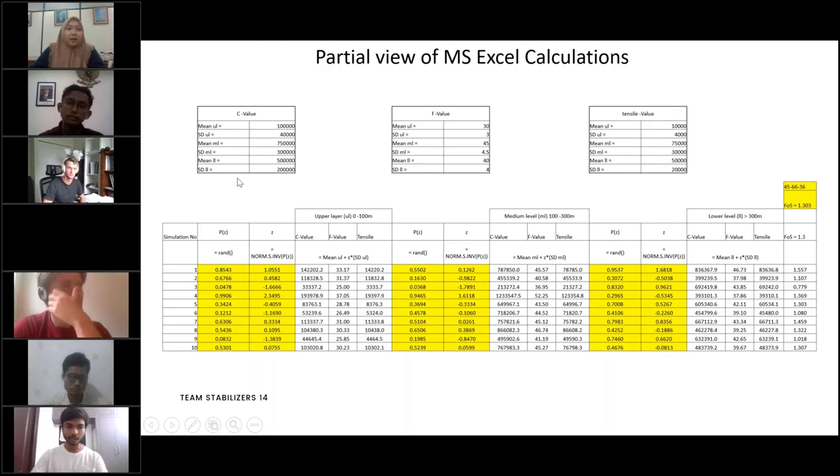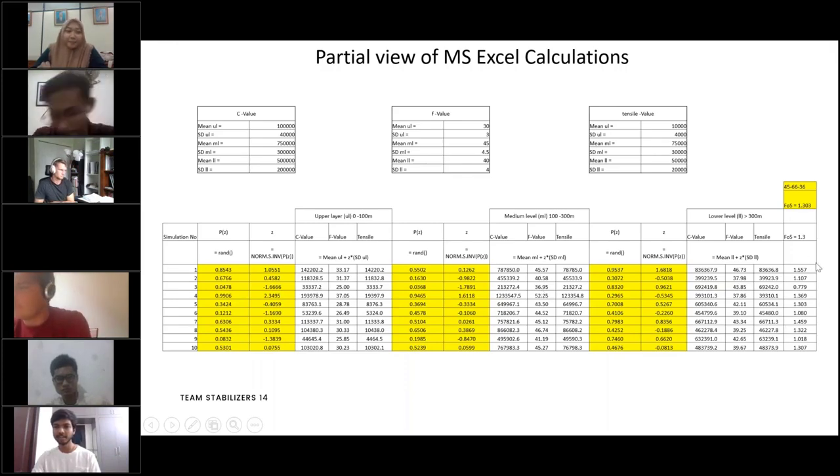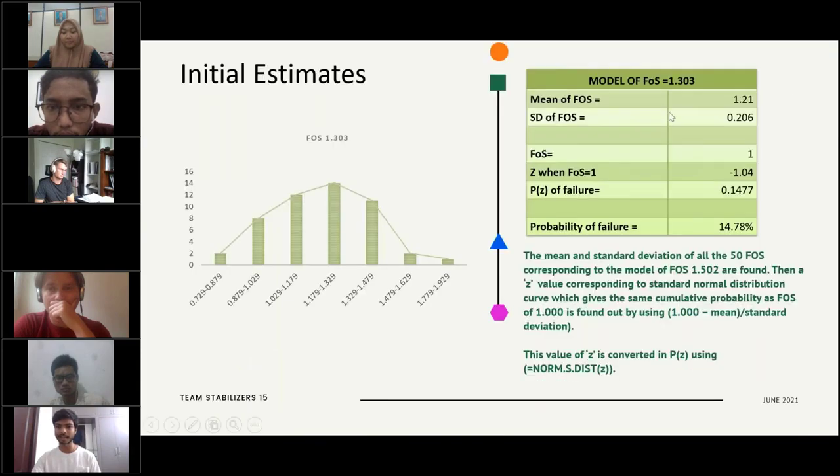We use these for all the three layers and the z value to find random values for cohesion, friction value, and tension by using the mean of this layer's cohesion plus z into the standard deviation of this layer's cohesion, similarly for all the three. Using these values of C, F, T, we found out FOS for various sample sets for the model that we decided. Using these FOSs, we found the mean value and the standard deviation.